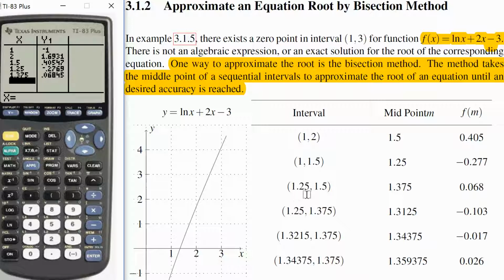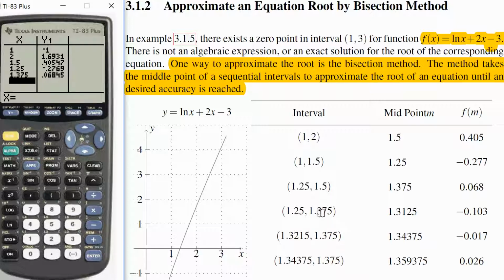So we know 1.25 was negative, you see here, and 1.375 is positive. 1.25 is on the left of this root. 1.375 is on the right, because you got positive. Now you have those two boundary points.